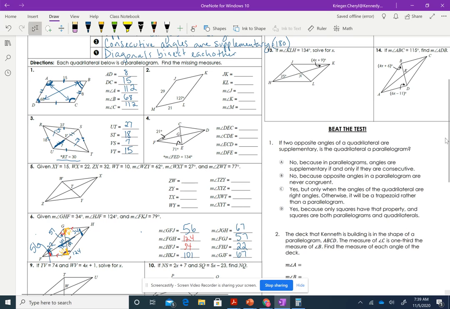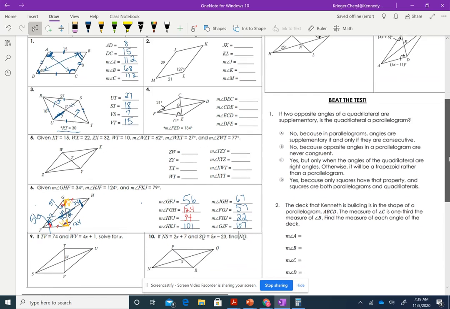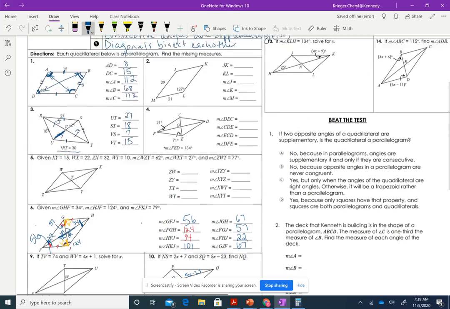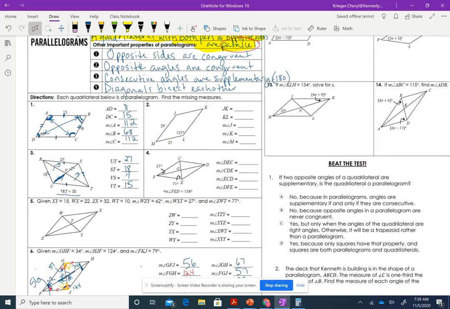So you guys are going to do number 5. I'm going to do number 10 and leave you number 9. Okay, so let's go ahead and try to figure this out. It says if NS is 2x plus 7, SQ is 5x minus 23, find NQ.